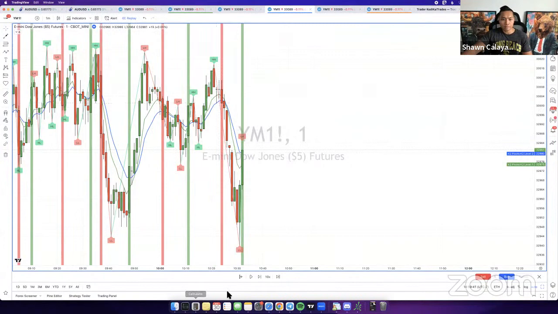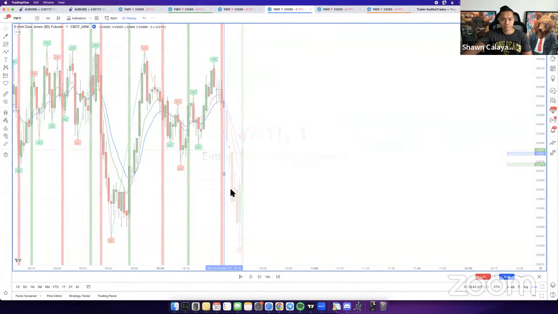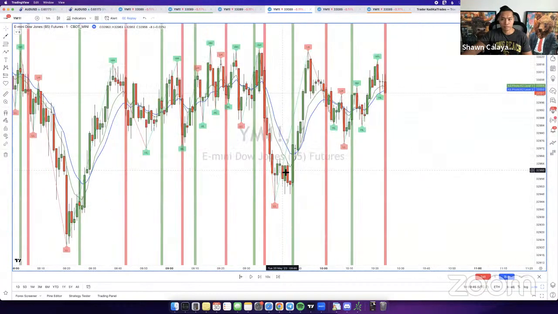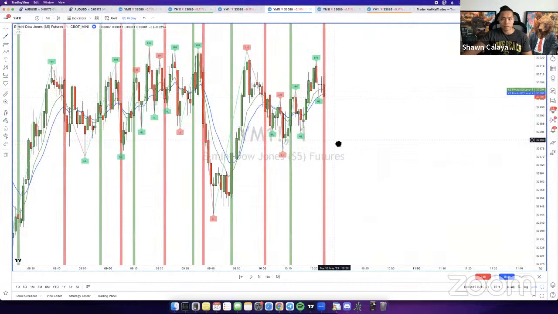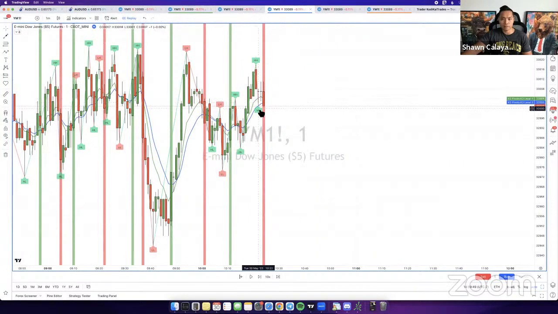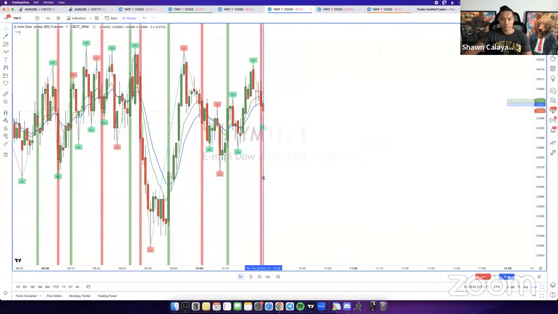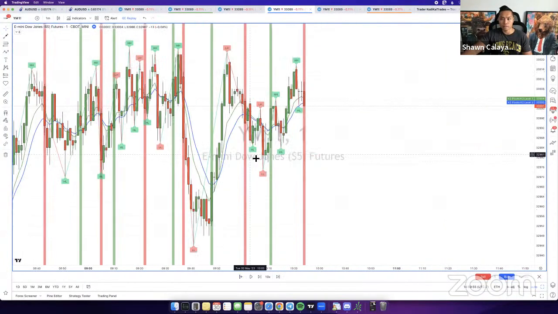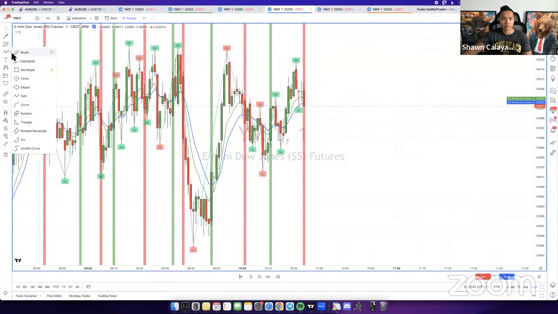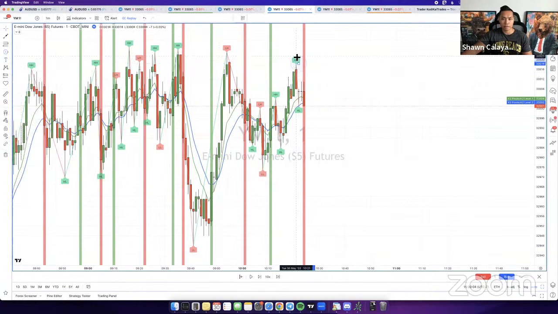Let me see if there's one here. Okay, so for example, right here, see how this does repaint when price goes after, but it doesn't matter because at this point right here, we're saying there'd be no entry. So you have a higher high right there. You have a sell signal right there. And then you have a high low in between, right? Since there's a high low in between, this is no entry.